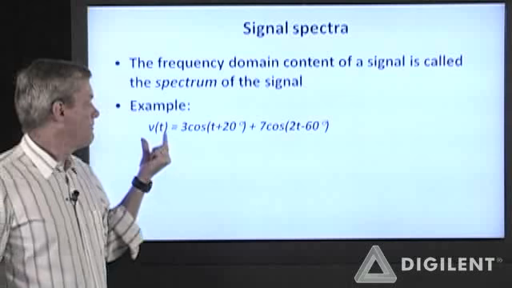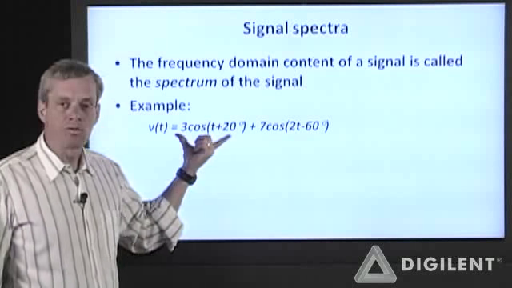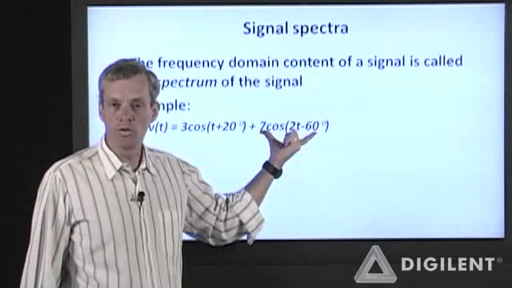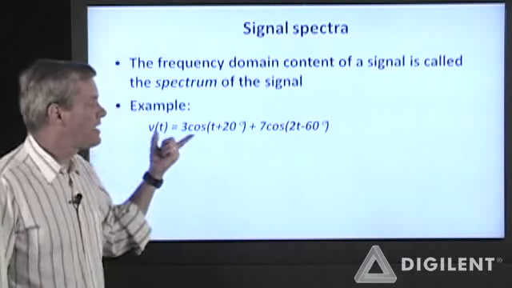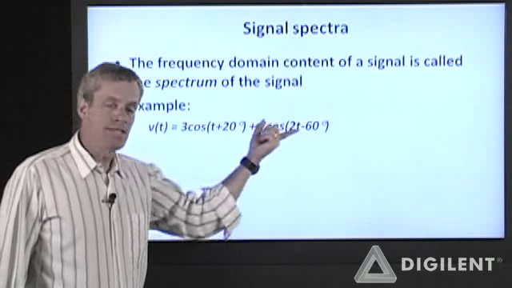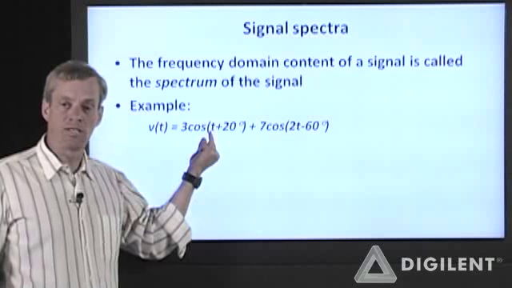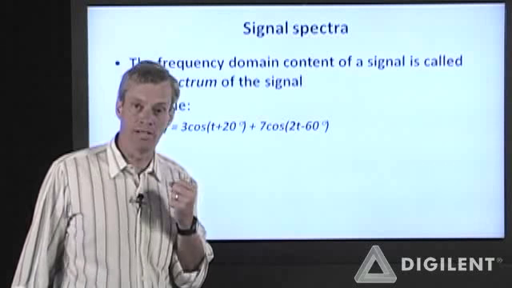For example, if I have some signal v of t, which is 3 cosine of t plus 20 degrees plus 7 cosine of 2t minus 60 degrees, I can represent that in the frequency domain. Now, this is going to be discontinuous because I only have components here at frequencies of 1 radian per second and 2 radians per second.